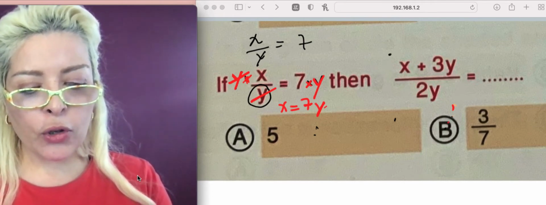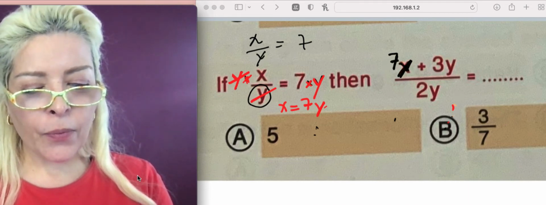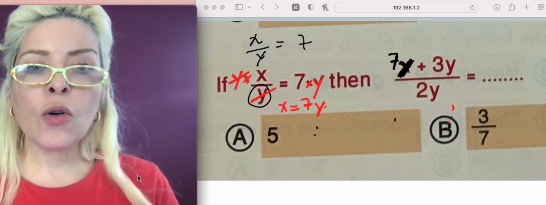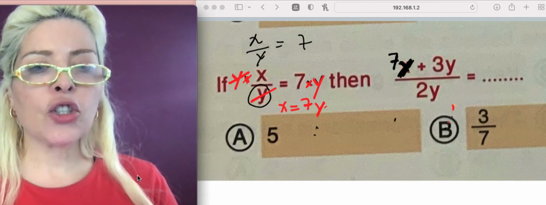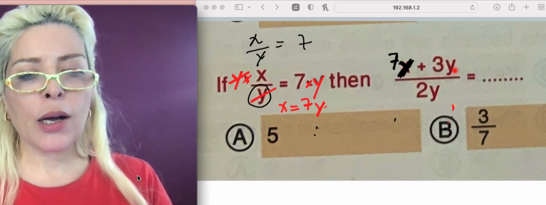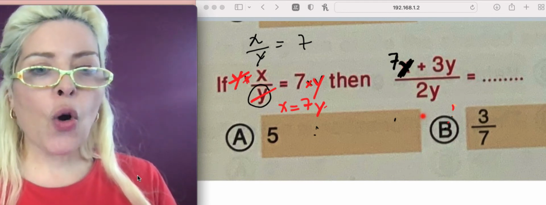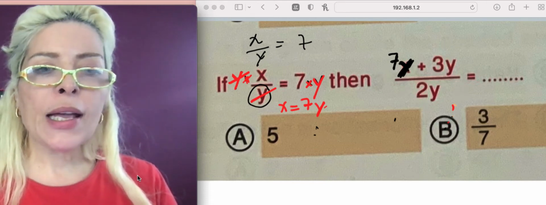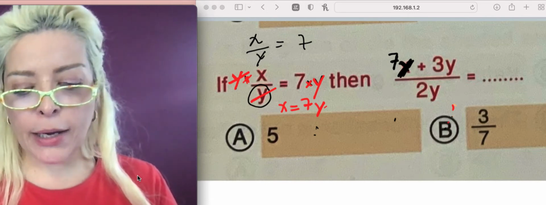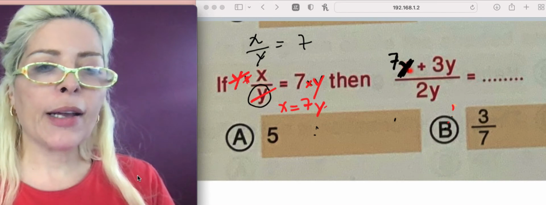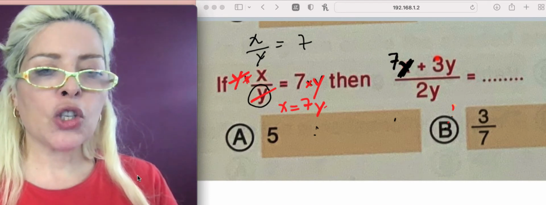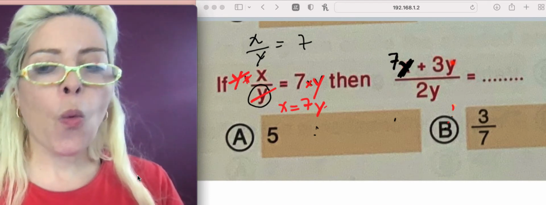Let's do it. We're going to replace x with 7y. So here we're going to put 7 and turn it into a y. It's that simple. Now we can combine like terms, because here we have a 7y, here we have a 3y, and here we have a 2y. So every single term in this fraction is in terms of y. How much is 7y plus 3y? Because you're both in the y family, we just add 7 plus 3, which is 10y.